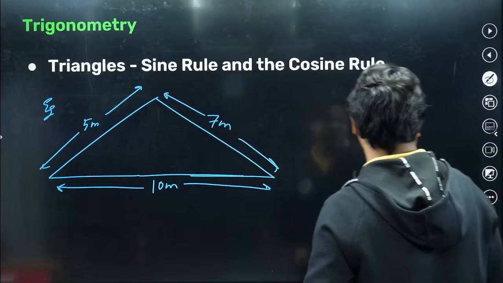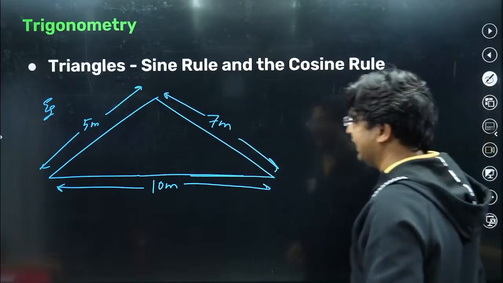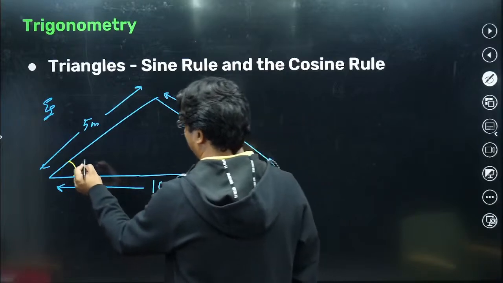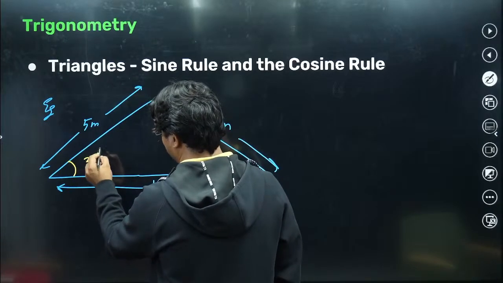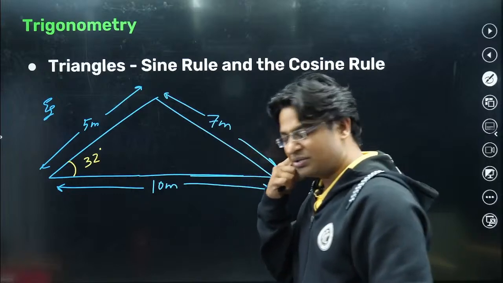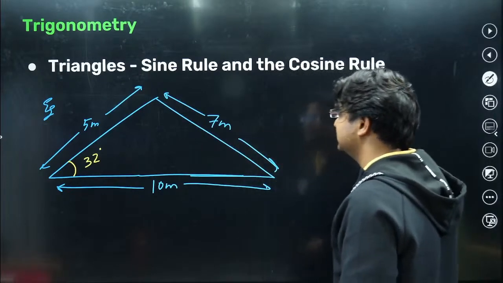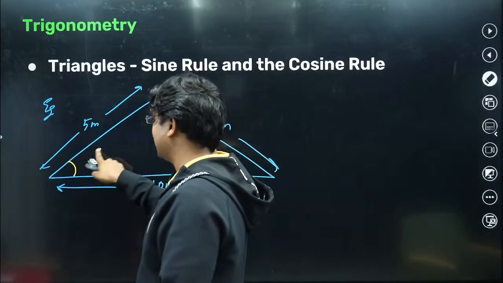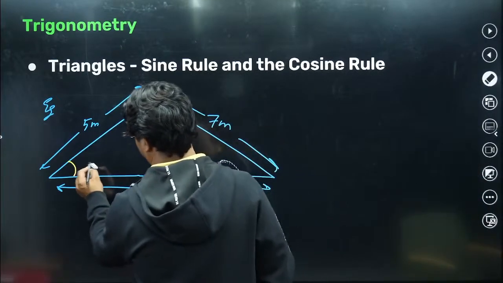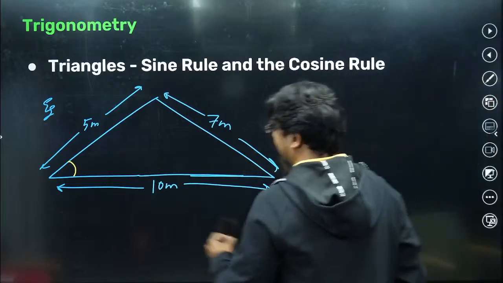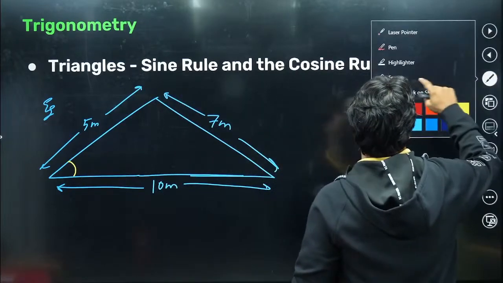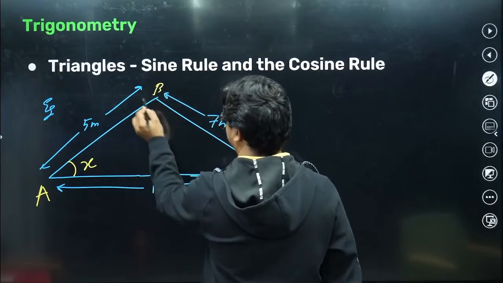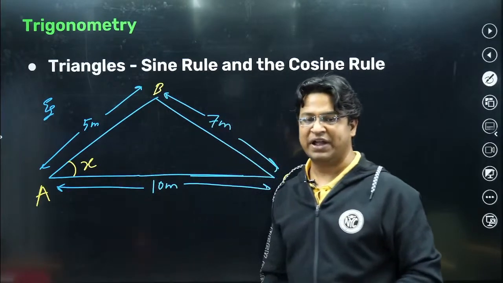Now in this triangle, I can ask you to give me this angle. Please tell me how much this angle would be. If I make a triangle like this, then how much would this angle be? We can call it A, this as B. So we want to know cos of angle A.